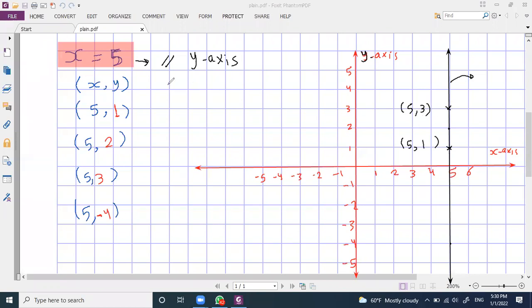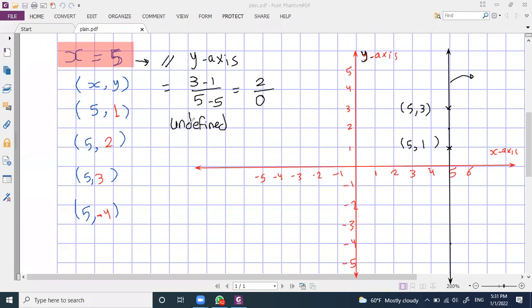So Salma, how can we find the slope? It will be 3 minus 1 over 5 minus 5. So 3 minus 1 equals what? 2. Over 5 minus 5, which is 0. So 2 over 0 is undefined.